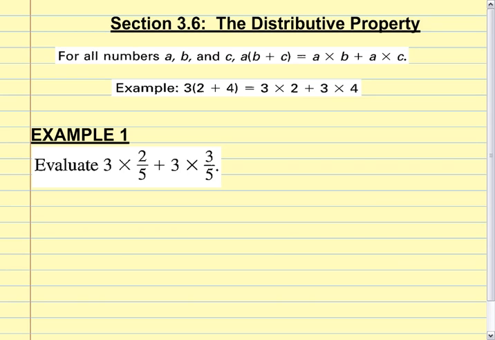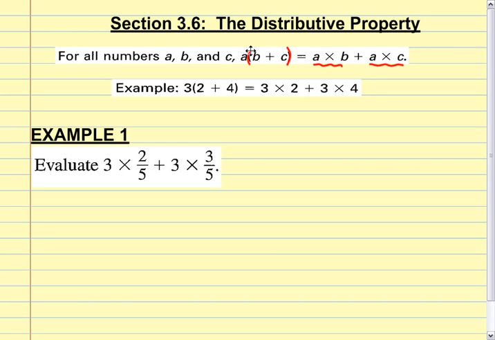For all numbers A, B, and C, A times the stuff in parentheses, that stuff in parentheses is called a quantity. Anytime you see something in parentheses, you call it a quantity. A times (B plus C) is equal to A times B plus A times C. Mr. Cortez, why letters? Well, that's a generic statement. We're not talking about, this doesn't work for just 2s and 7s, okay? This works for all numbers, okay?